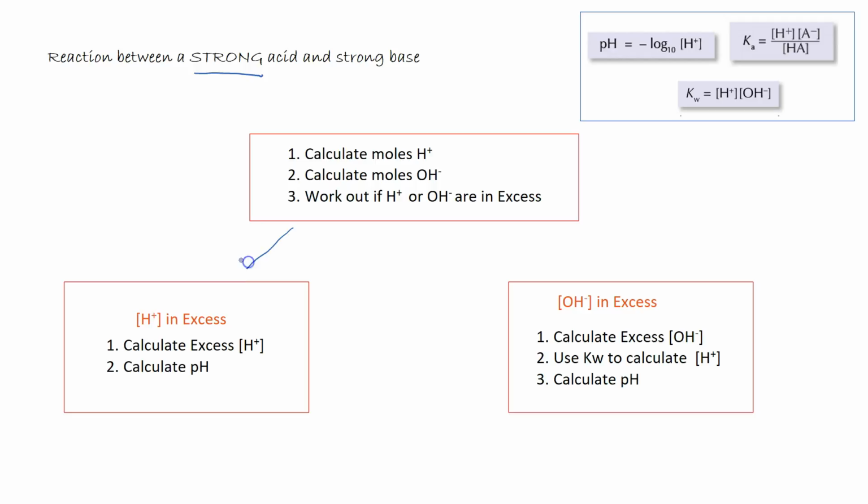If we have H+ in excess, then we come down to this box over on the left-hand side. I'm just going to give this box a number 1. If the H+ is in excess, then we calculate the excess concentration of H+, and then finally we calculate the pH. Or our other option is if the OH- is in excess, then we calculate the concentration of the excess OH-. Then we use our Kw equation that we met before to calculate the H+ ion concentration, and then finally we calculate the pH. So with these steps in mind, let's have a look at some examples.